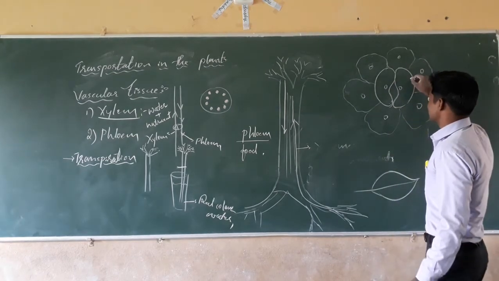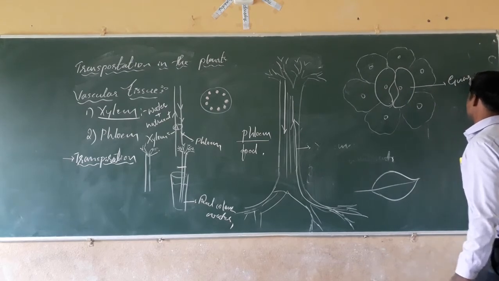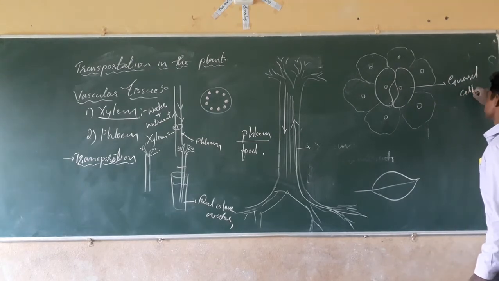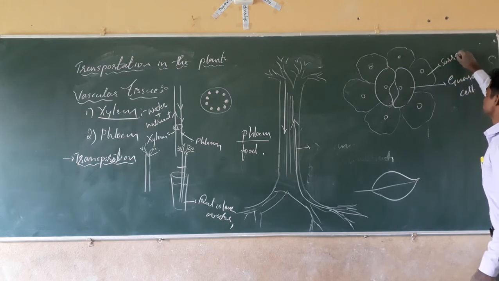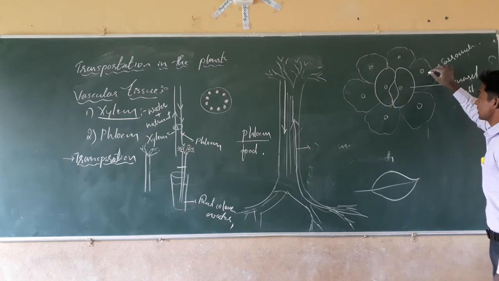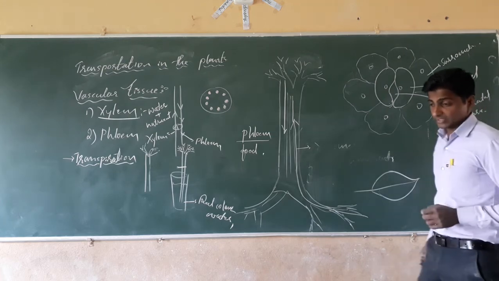These pore-like structures contain two types of cells. The first one is the guard cell. The second one is the surrounding cells. Then they have a nucleus. Then there is one opening, the hole, that is called the stomatal pore. The stomatal pore is present at the center.